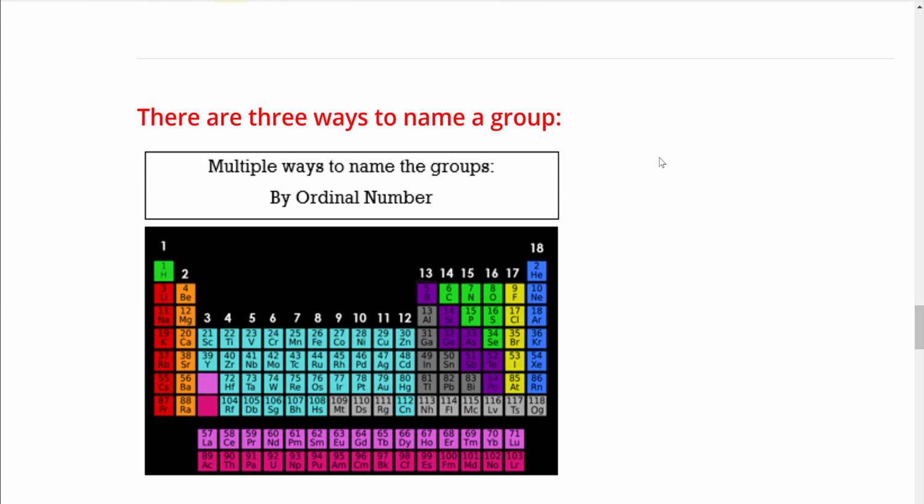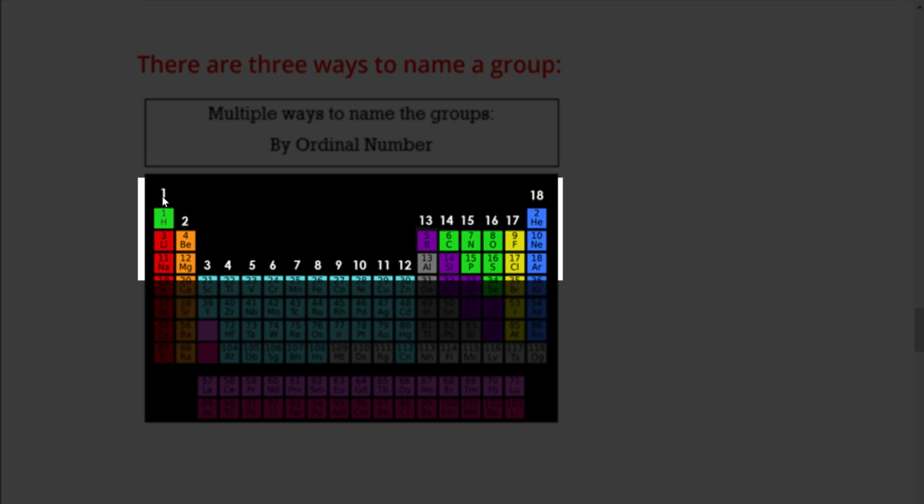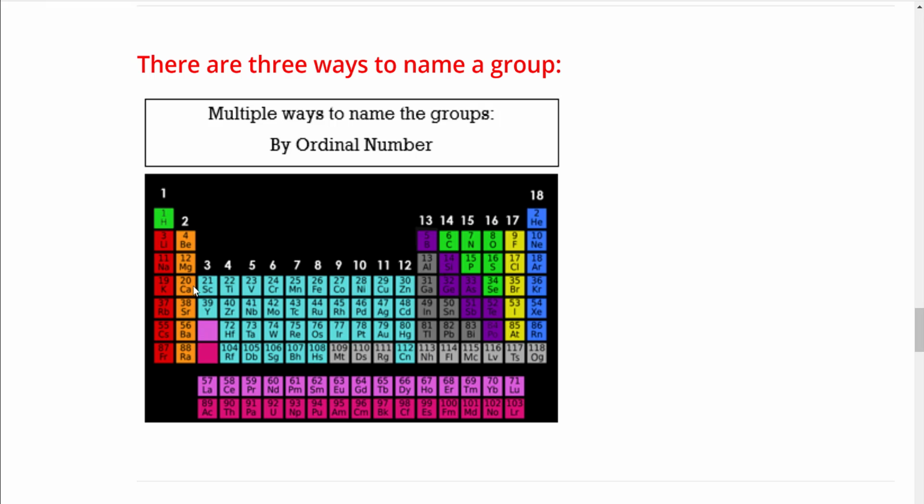There's only one way to name the periods, and that's by numbers, 1, 2, 3. But there are 3 ways to name a group. One way is just by the cardinal or ordinal number, 1, 2, 3, 4, 5, 6, 7, 8, 9, 10, 11, 12. Oxygen is in group 16. Cobalt is in group 9. Beryllium is in group 10.